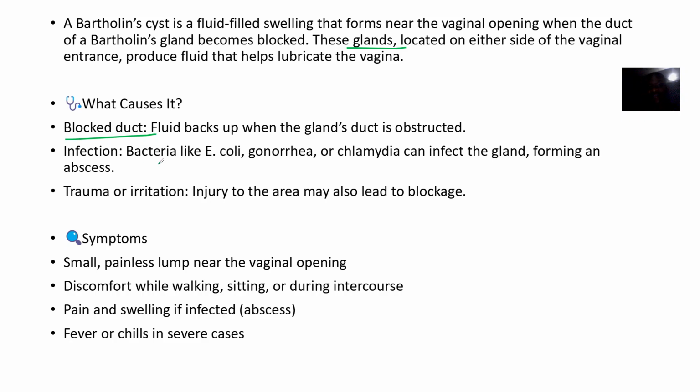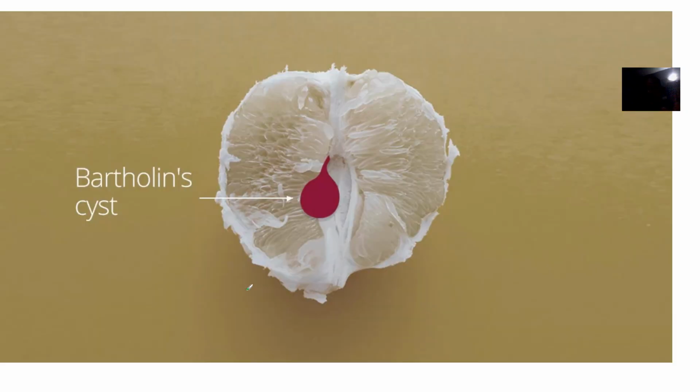Sometimes it's infections from bacteria like Escherichia coli, gonorrhea, chlamydia. Sometimes it's trauma or irritation. Injury to the area may also lead to the blockage. So the symptoms are a painless small lump near the vaginal opening, and discomfort while walking. The woman is complaining that when she's walking, when she's sitting, when she's having sex, she's having some discomfort. There's pain or swelling if it is infected, and fever and chills in severe cases.